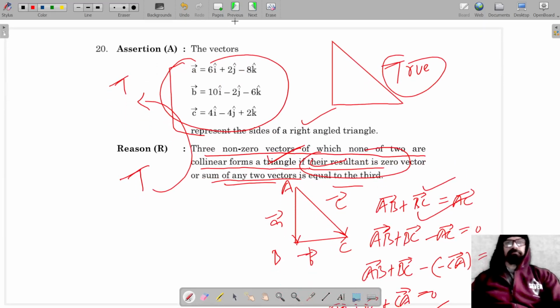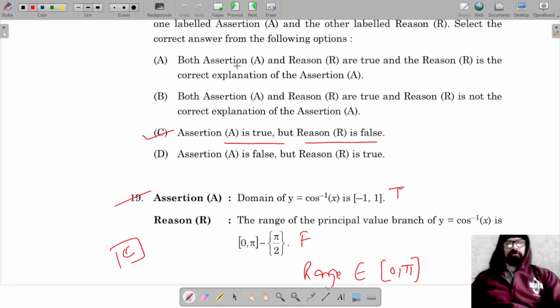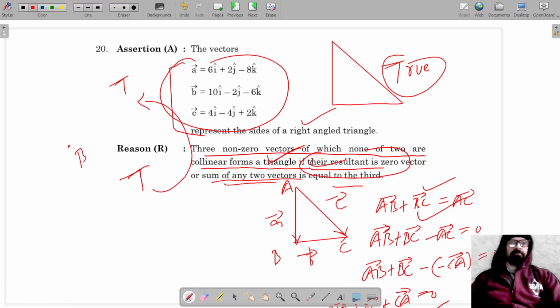So our option here would be: both A and R are true, but reason R is not the correct explanation of A. So our option should be option B for this one.